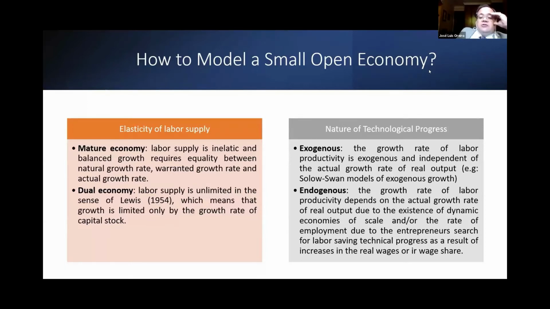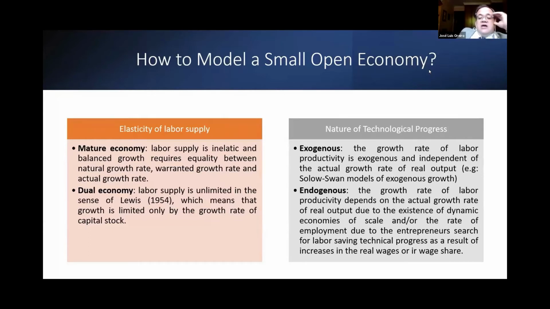The second issue is about the nature of the technological progress. Technological progress can be exogenous, so the growth rate of labor productivity is exogenous and independent of the actual growth rate of real output. For instance, this is exactly what happens in Solow's models of exogenous growth. Or technological progress can be endogenous.